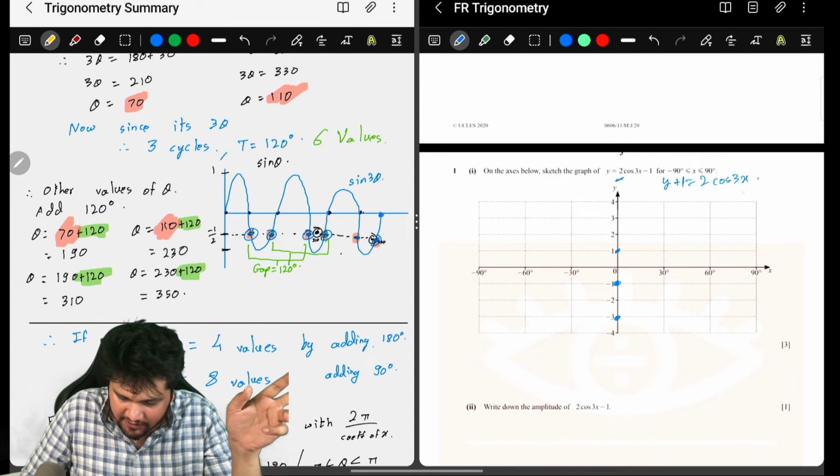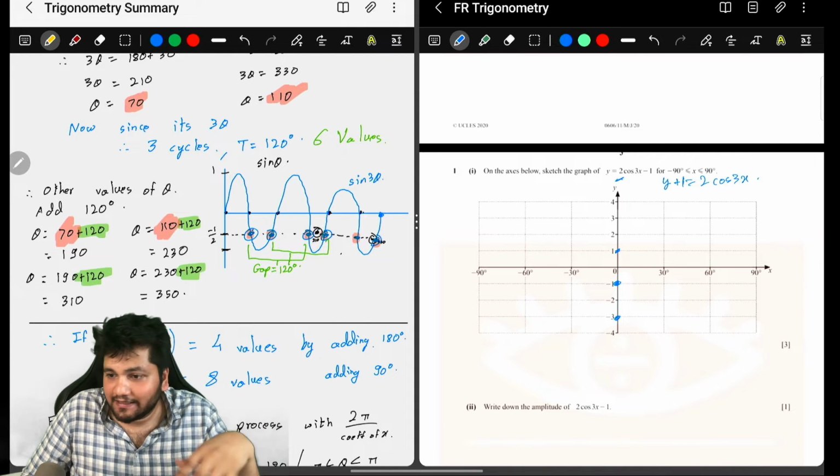After that, as you can see, it is 2 cos 3x. The time period is 3, it's faster.